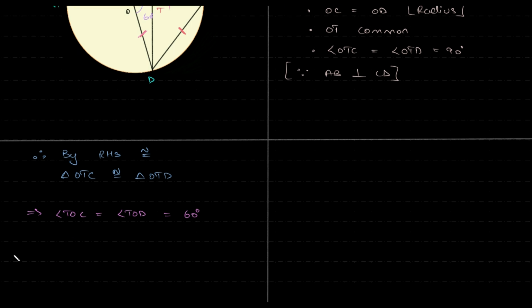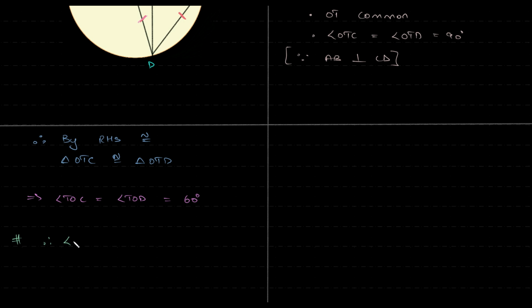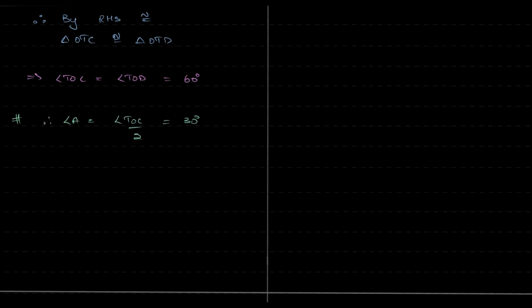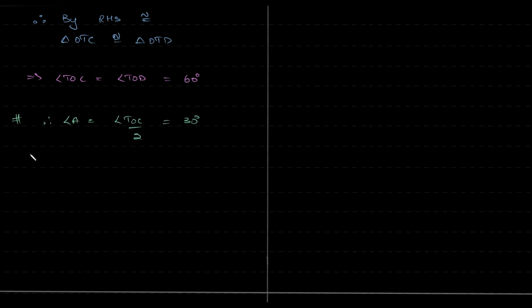Because this is equal to 60 degrees, what do we end up with? Therefore, angle A, yeah, we can call it angle A, is equal to half of this angle, which is equal to 30 degrees. And the reasoning is, yes, angle subtended by an arc at the center is double the angle subtended by it at any point in the remaining part of the circle. That's a big statement. We need to write it.